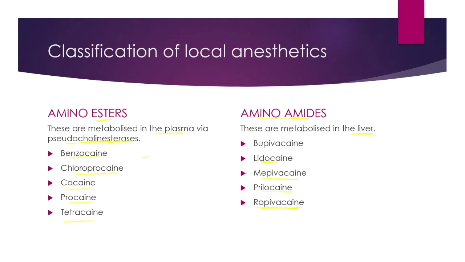How to remember which is amino ester and which is amino amide? In amino esters we have only one I. So in the examples also there is only one I. We can remember like that. Whereas in amino amides we have two I's. So in the examples also there are two I's.